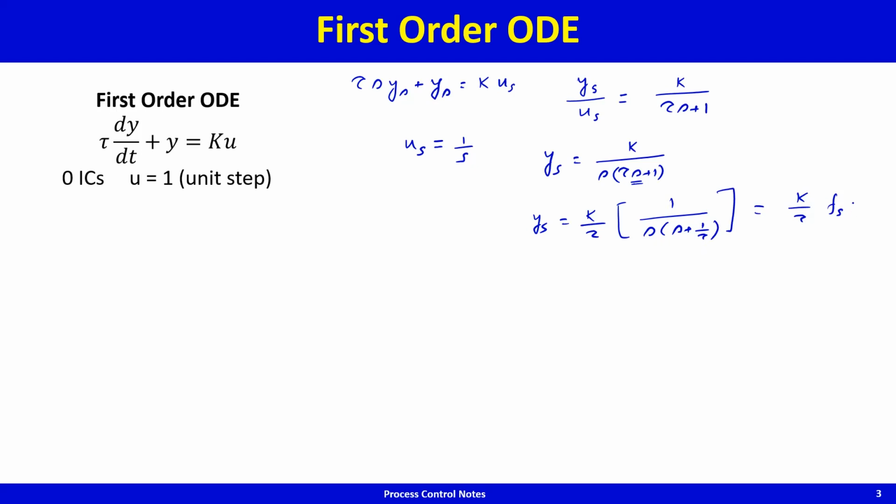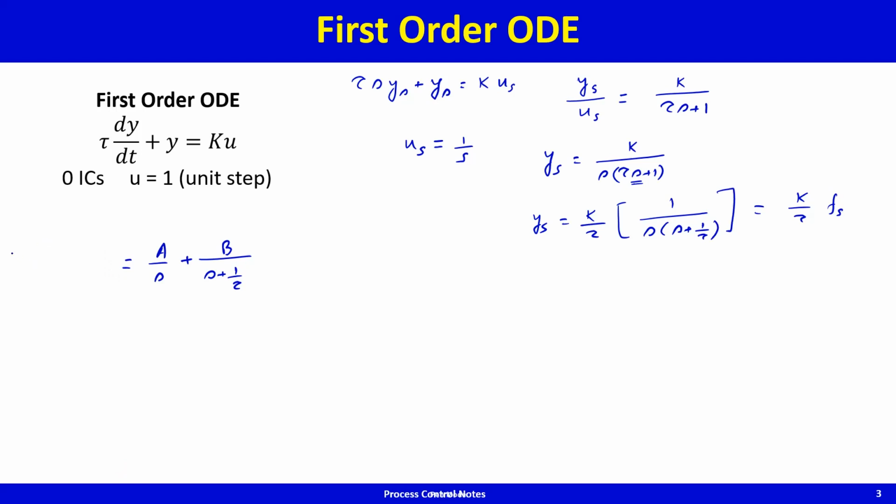And then you can see that f of s can be expressed as a sum of partial fractions, a by s plus b by s plus 1 by tau. And if you want to obtain a, maybe I should just do it a bit more detailed so that things are clear to you.